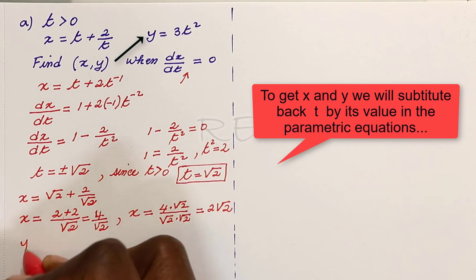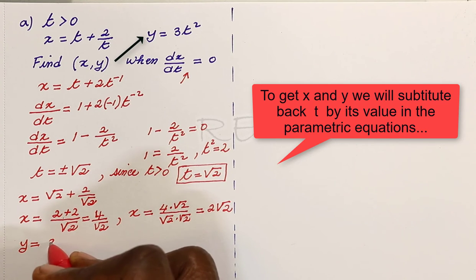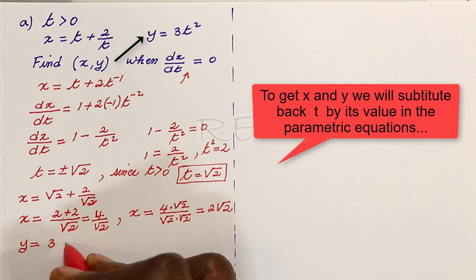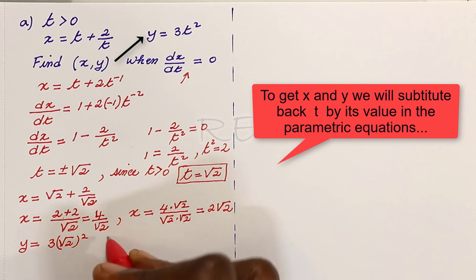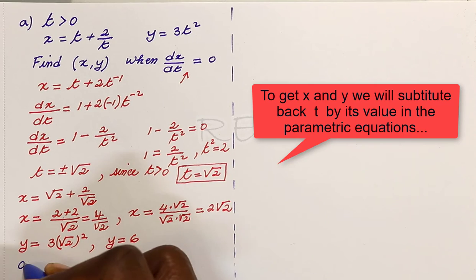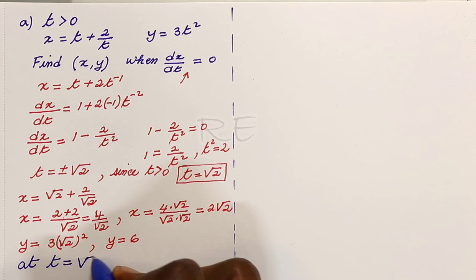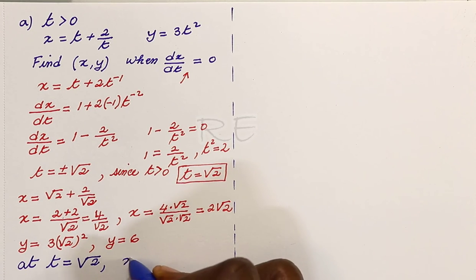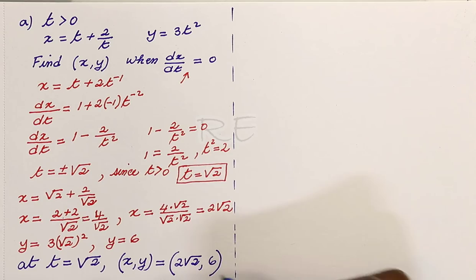We will do the same thing for y, but y is a lot easier. y is 3 times square root of 2 squared. Therefore, y will be equal to 3 times 2, which is 6. So at the point t equal to square root of 2, this is our conclusion: x, y will be equal to 2 square root of 2, 6.